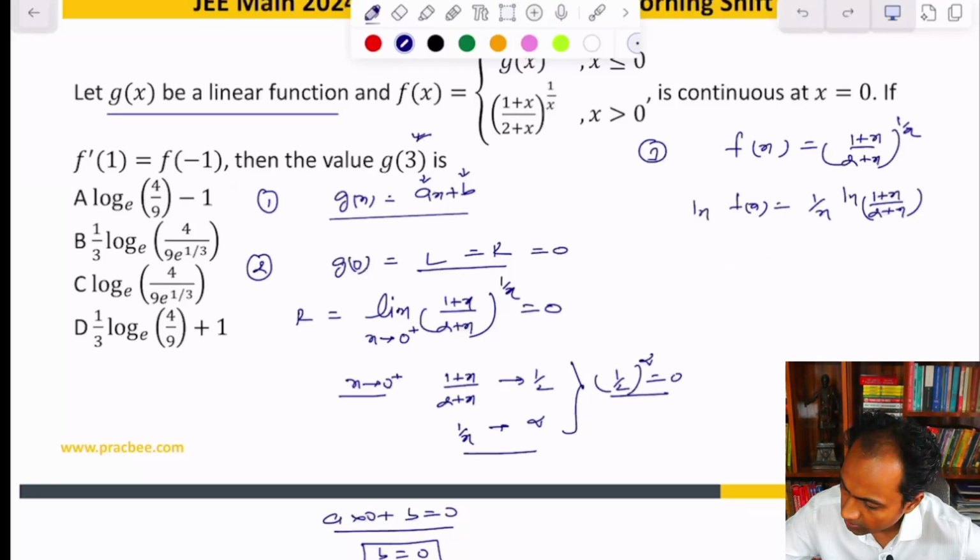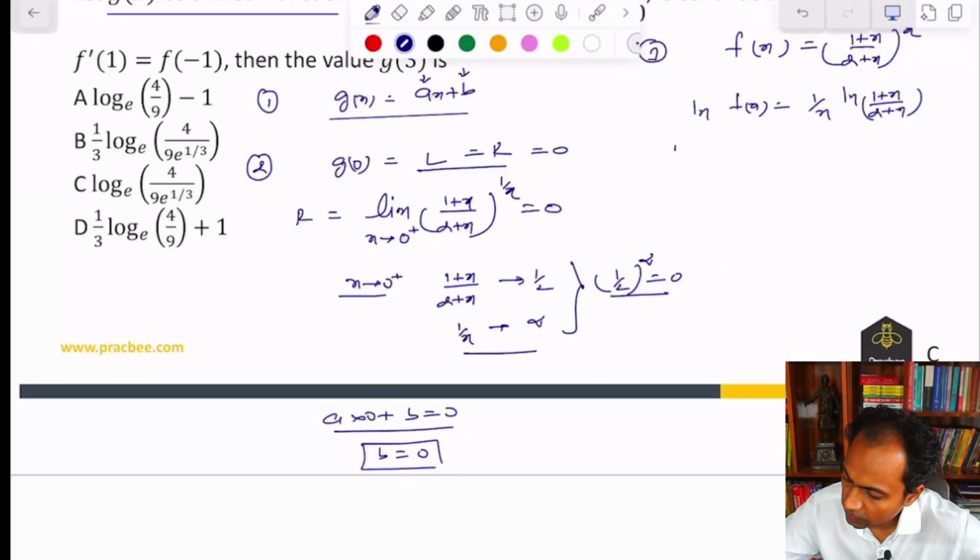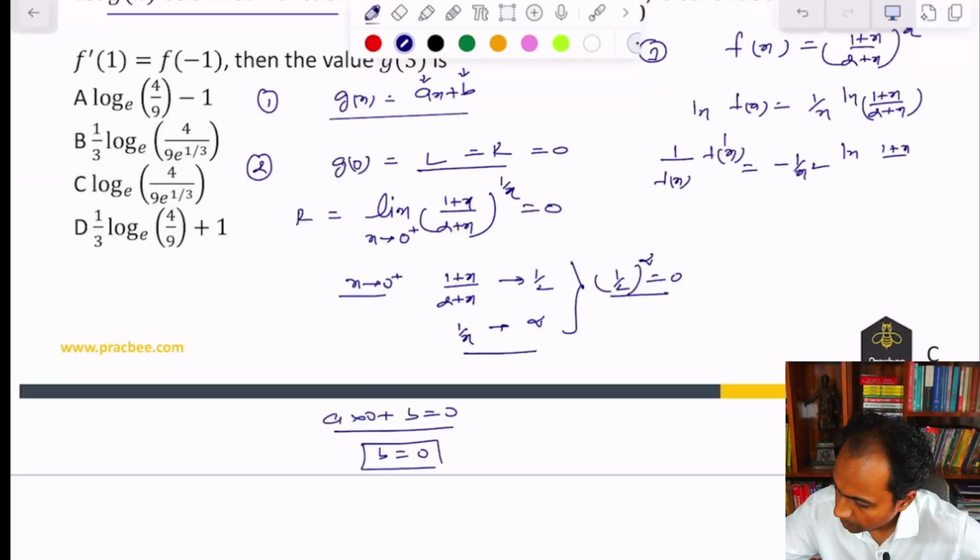So if I differentiate it, the differentiation of this becomes 1 upon f(x) into f dash of x, and on the right we can apply the product rule, which can be written as minus 1 by x square into ln of (1 plus x) by (2 plus x), and then plus 1 by x into the differentiation. So this can be written as 1 upon (1 plus x) minus 1 upon (2 plus x).